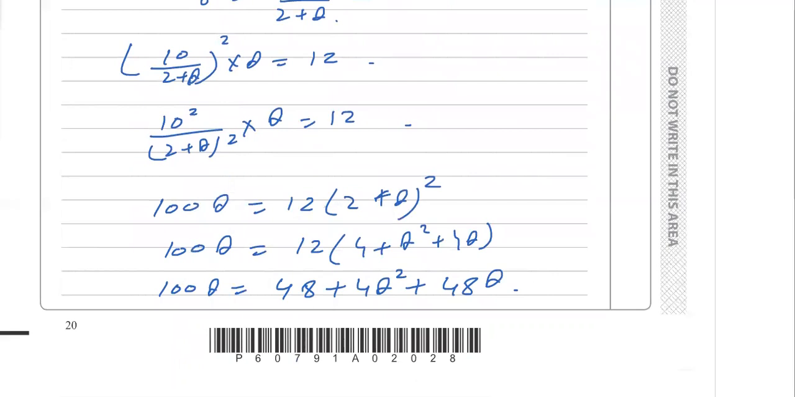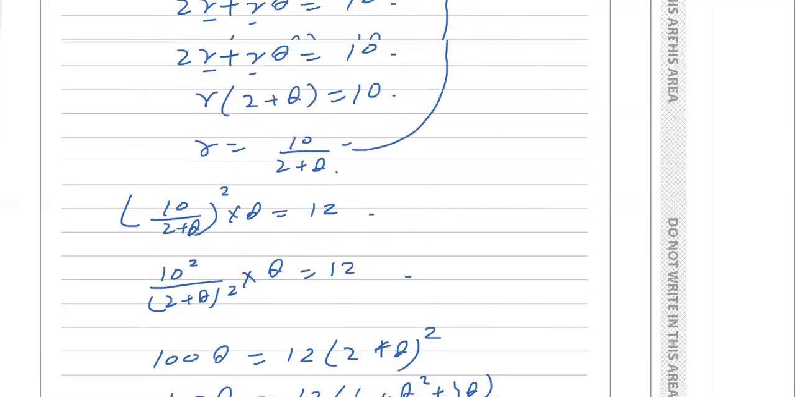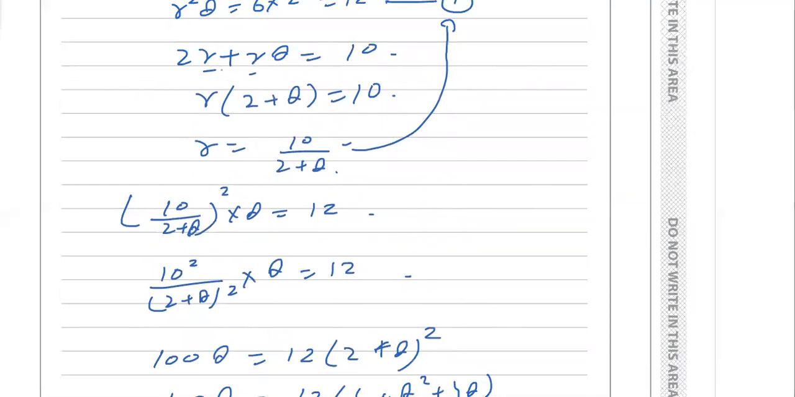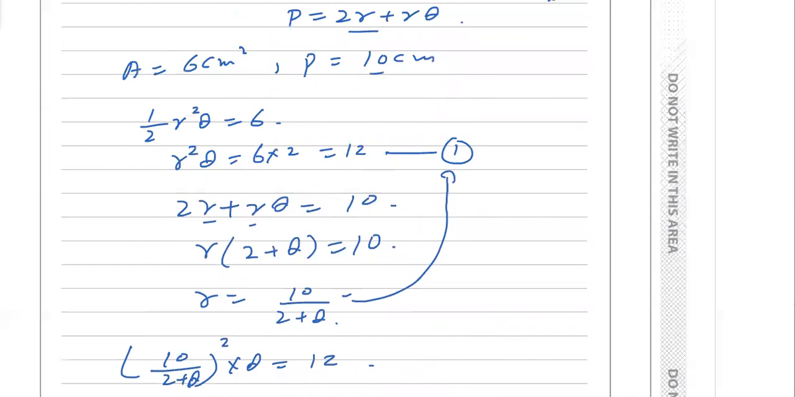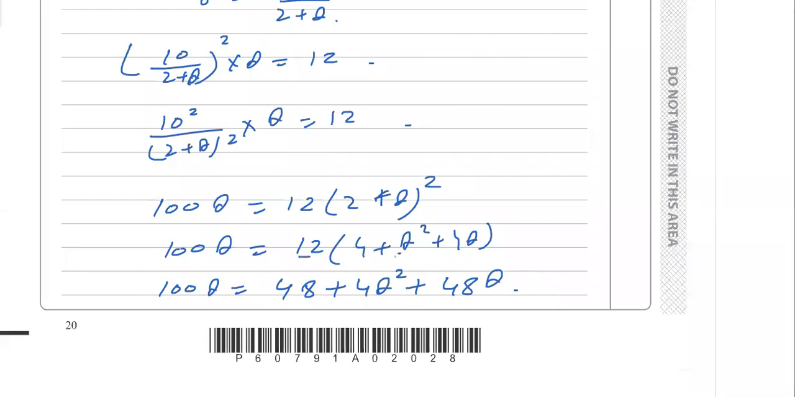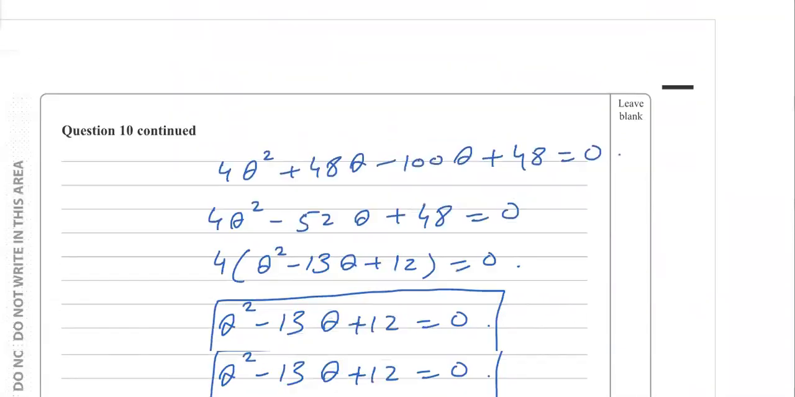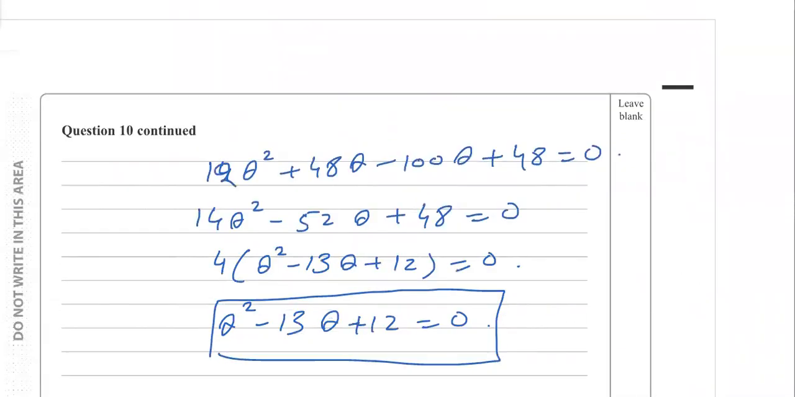100 theta equals 12 into (4 plus theta squared plus 4 theta), where it is (2 plus theta) squared, and I take the common from here. It should not be 4 theta squared, it will be 12 theta squared, because when I multiplied here, in all these next steps it should be 12 theta squared. I'm sorry for that mistake. When I take 4 common now, it will be 3 theta squared. So finally that will be our required equation.